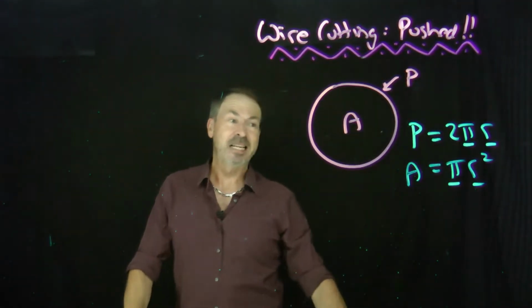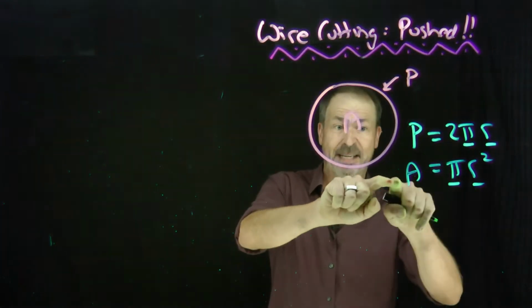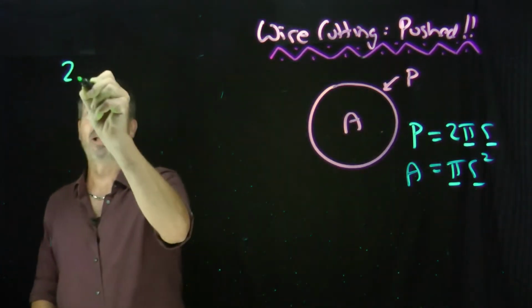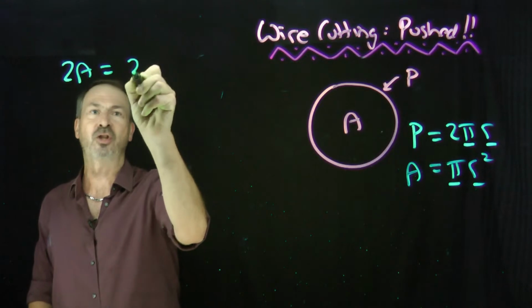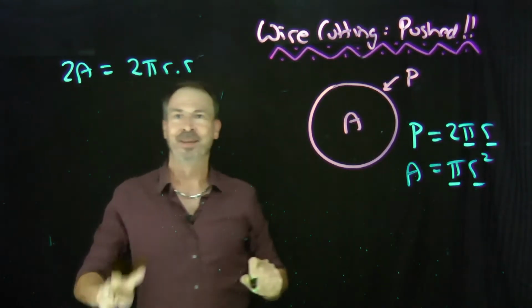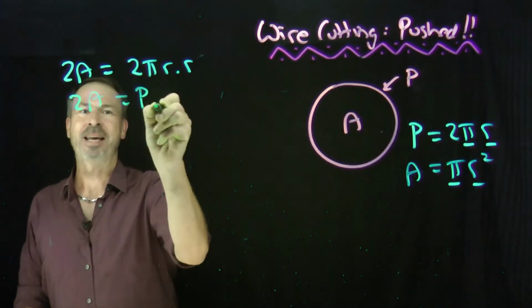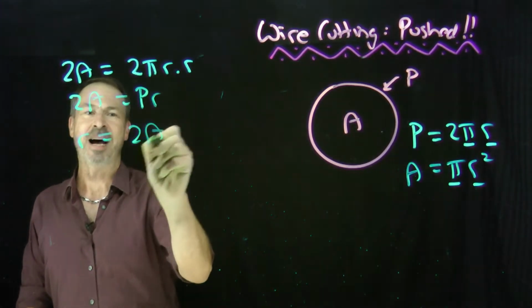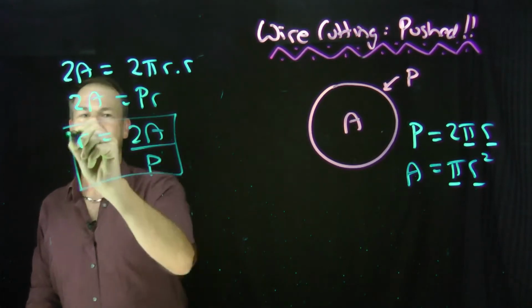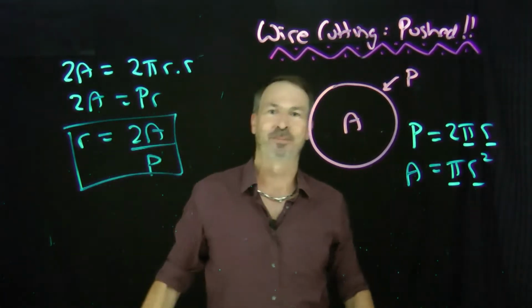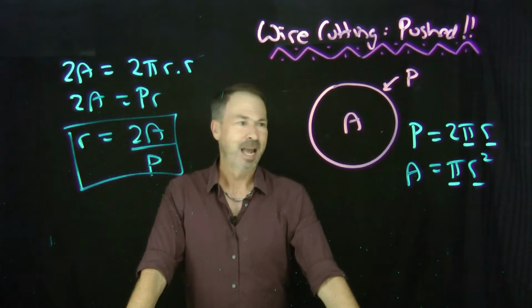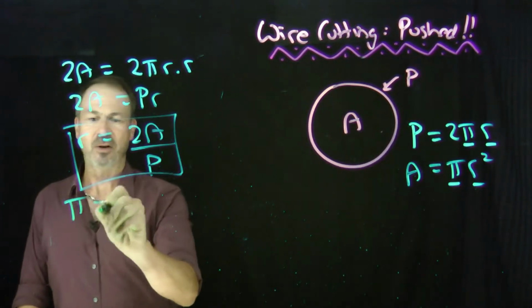I'm going to be a little bit sneaky and start by working with this equation, but I'm going to double a, because I can see that double a is 2 pi r squared. That's 2 pi r times r. 2 pi r, that's p. Double a is pr, and there is a formula for r. Whatever that quantity is, I know it's twice the area of the circle divided by its perimeter, its circumference.